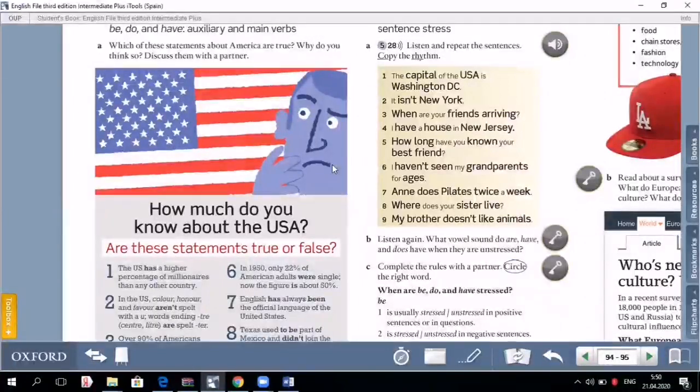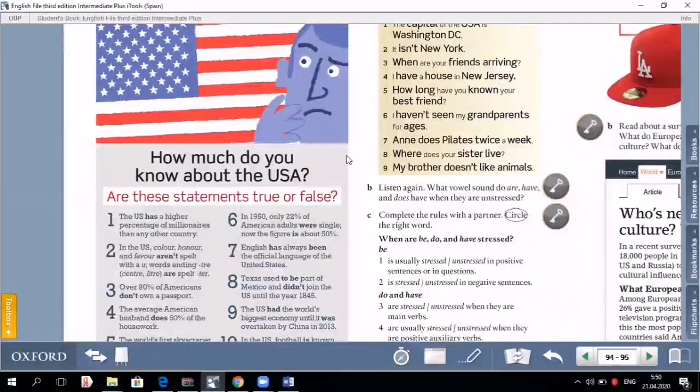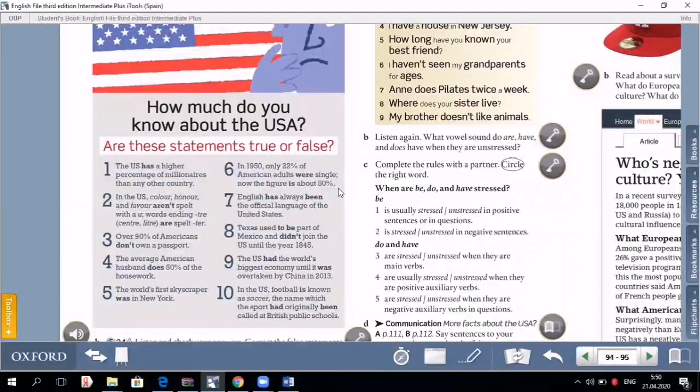And there is an interesting question. Which of these statements about America are true? Why do you think so? You should discuss it at home. But here the question is, how much do you know about the USA? Are the statements true or false? There are 10 interesting questions where you should answer whether the sentence is true or false. If it's true, prove your sentence. If it's false, again, prove it.